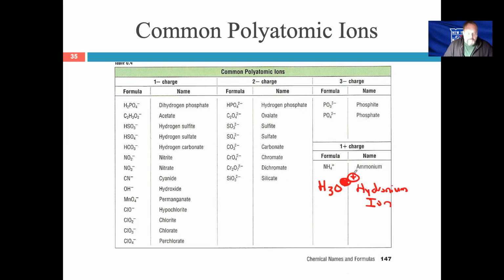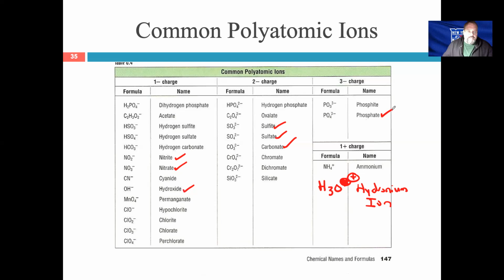So what are some of the key ones that you come across? Nitrite, NO2-, nitrate, NO3-. What else on here? Hydroxide, OH-, I would definitely say. Then under the -2 charges, sulfite, SO3 2-, sulfate, SO4 2-, carbonate, CO3 2-. And then under the -3 charge, phosphate, PO4 3-. I would say that those are probably the ones that you come across most commonly.